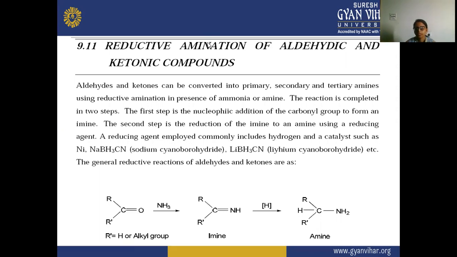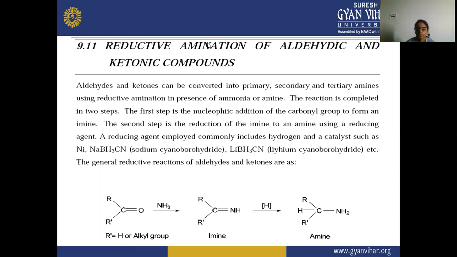So in the general reductive amination of aldehydes and ketones, the carbonyl compound is converted into primary, secondary, and tertiary amines in the presence of ammonia or amines, and the reaction occurs in two steps. In the first step, there is a nucleophilic addition to the carbonyl compound, and there is a formation of the imine.